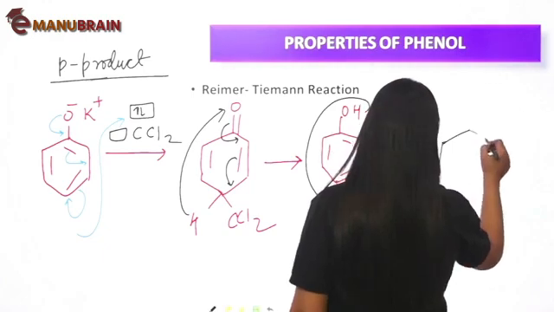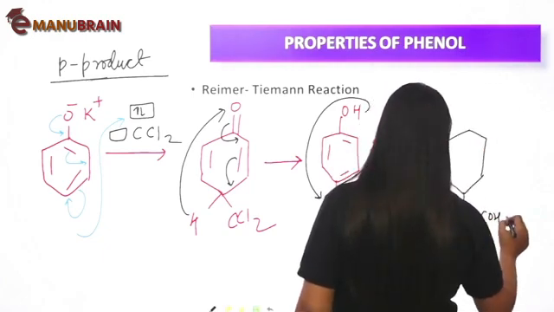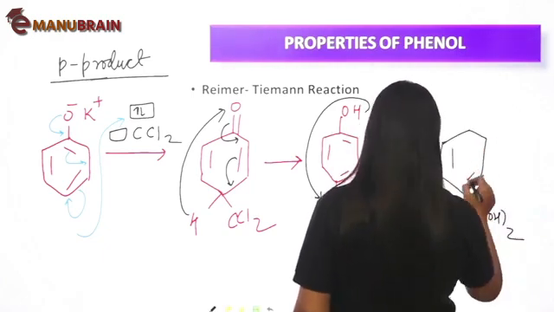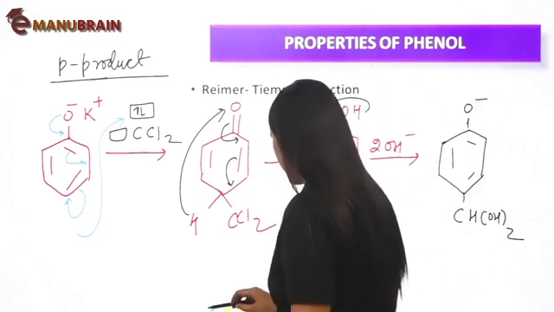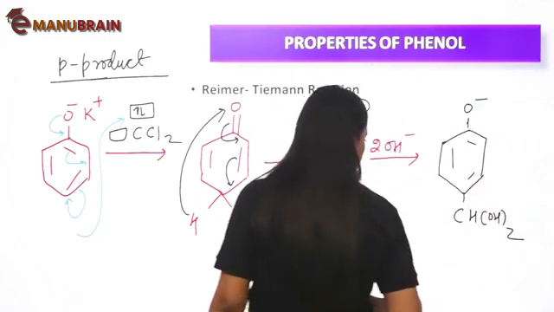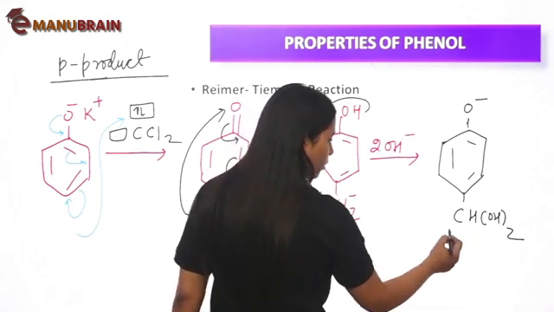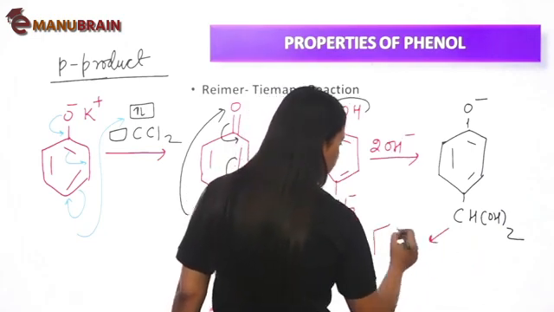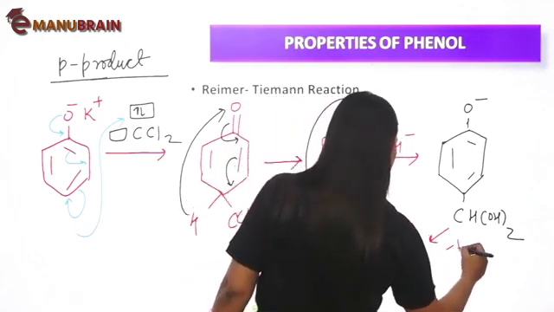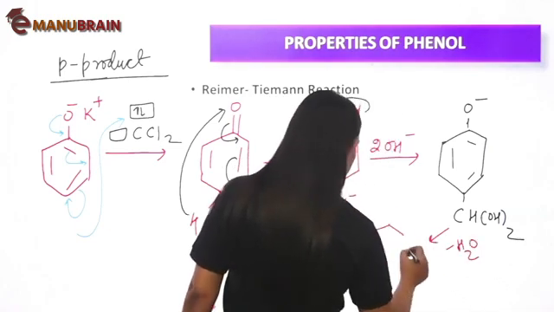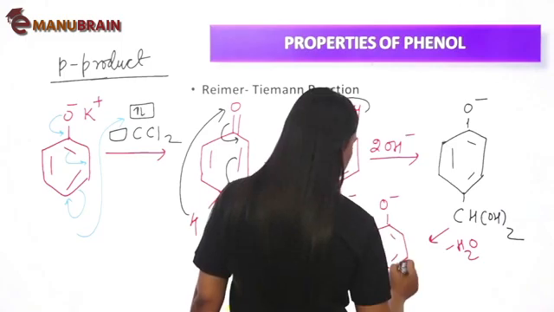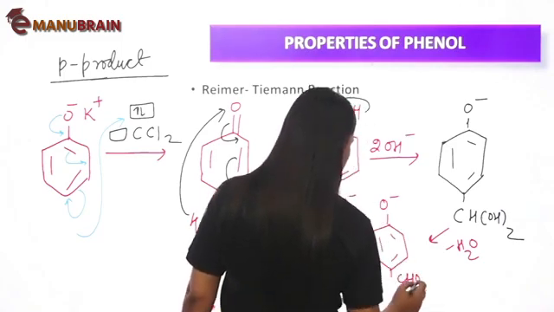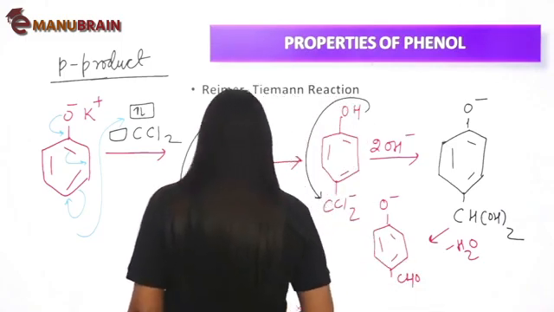So it forms an O minus, and you saw that earlier also in ortho product formation that this is an unstable structure, so it will result in the release of a water molecule. So now you can see the formation of para product.